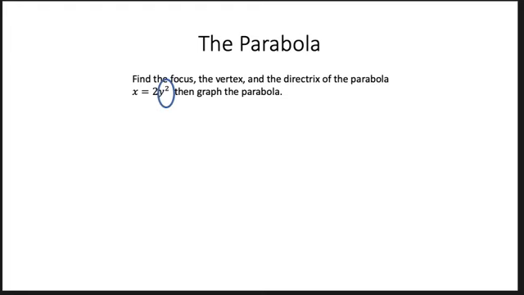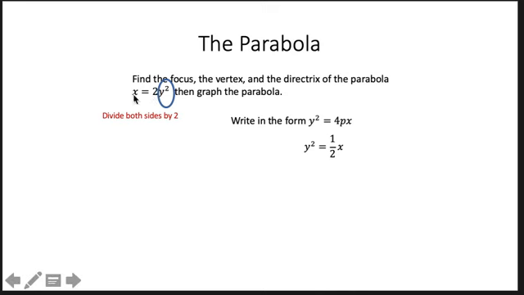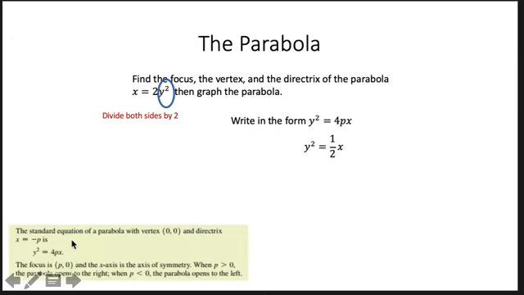Notice we have a y squared. We're going to get y squared by itself so that we write it in the form y squared equals 4px. To do that, we'll divide both sides by 2. Y squared equals, so if I divide this by 2, I'm going to get y squared equals 1/2 x, or x divided by 2.